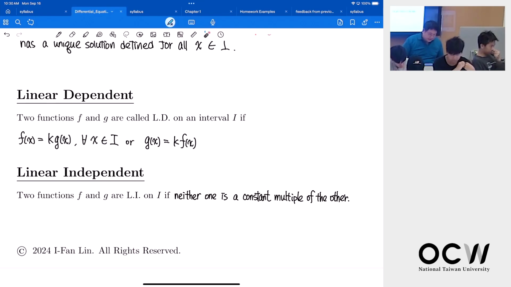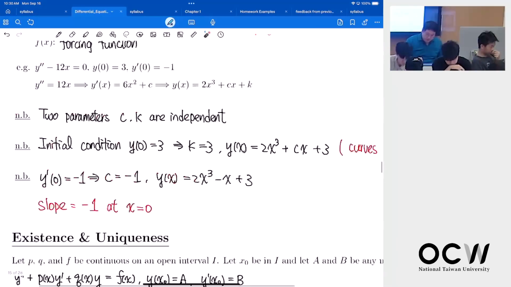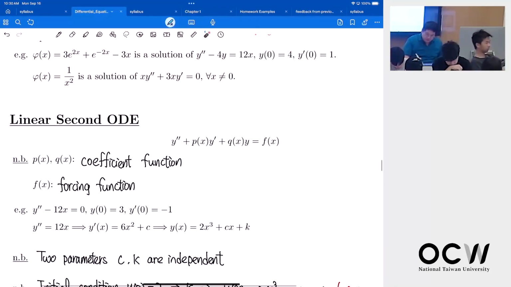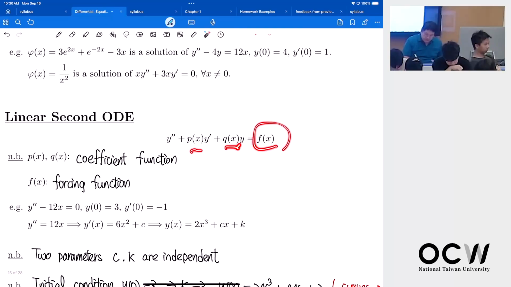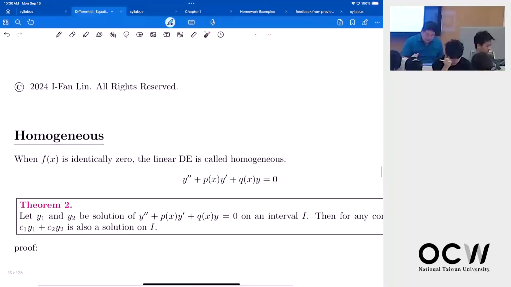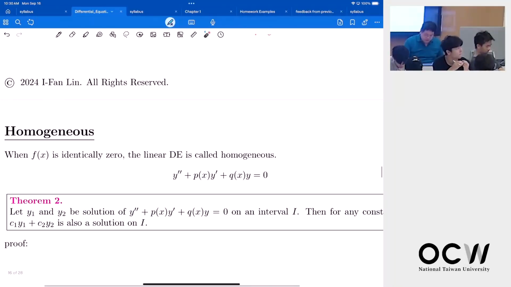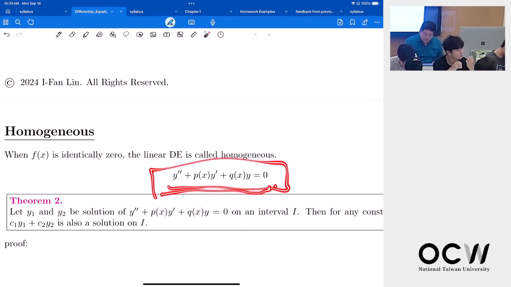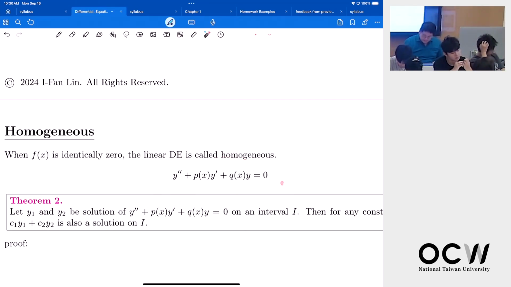All right. Next, remember that we have coefficient functions and also forcing functions. Now for the forcing function, we just let it be zero. Then it is a homogeneous ordinary differential equation. So when f is 0, we call this differential equation homogeneous.